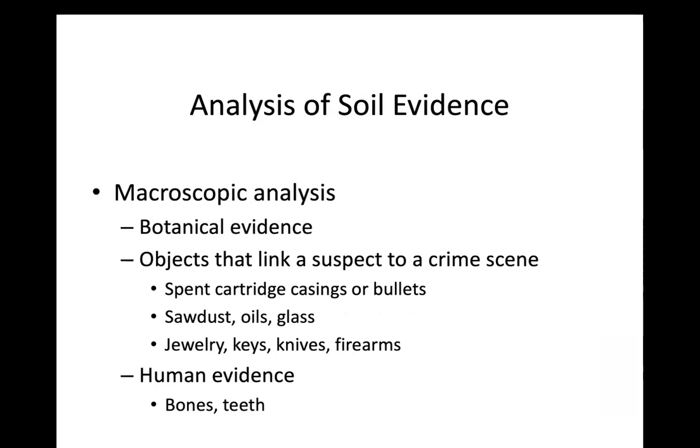Macroscopic analysis. This would be looking at botanical evidence such as flowers, fruits, seeds, leaves, and twigs, which can all be found in soil and provide evidence as to when a crime was committed, as well as where a crime occurred. Objects that link a suspect to a crime scene include spent cartridges, casings or bullets, sawdust, oils, glass, jewelry, keys, knives, firearms, and then you have human evidence, which could be bones or teeth.